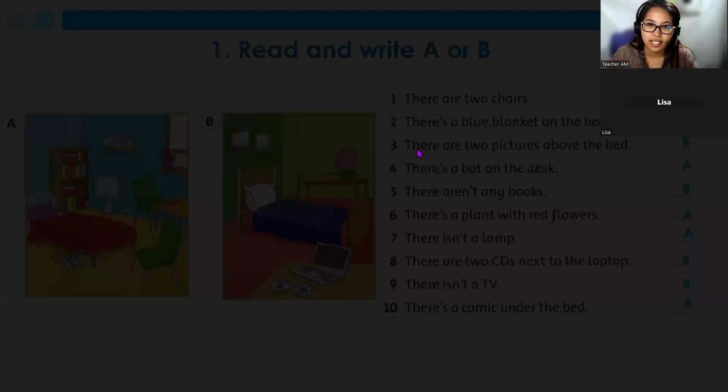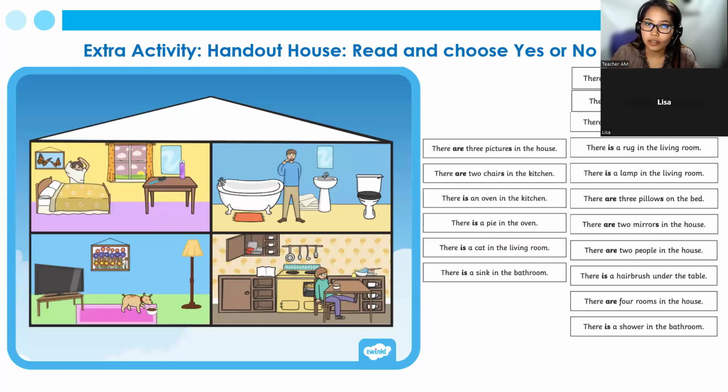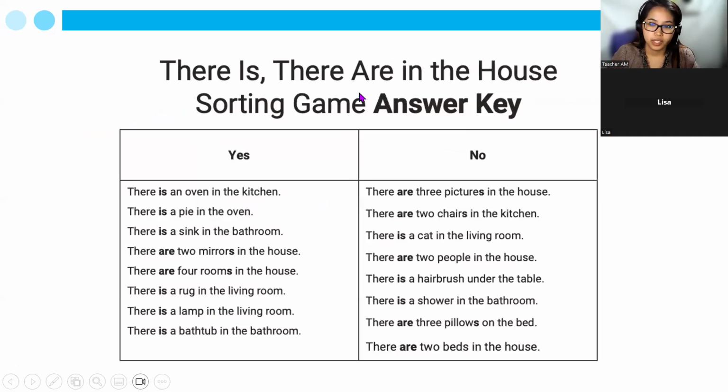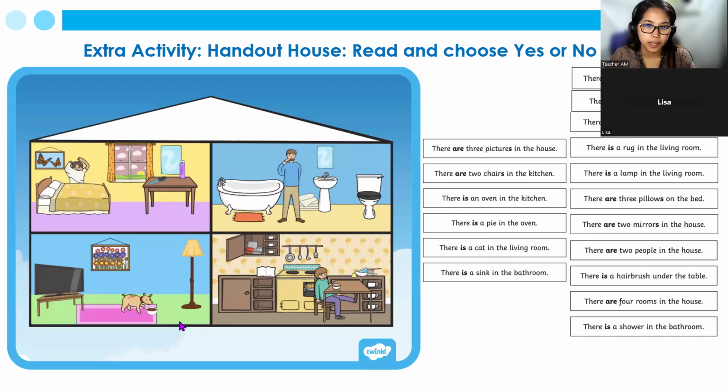Now let's look at this. Okay. So in here, I want you to look at the pictures. This is a picture of a house. Then you read the sentences. Then you tell me whether the sentence is yes or no. Now, there is an example here. There are three pictures in the house. Are there three pictures here? No. That's no. Very good, Dolin. Now, your turn. Look, read, and say yes or no.